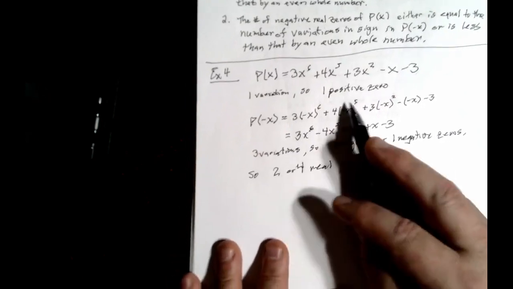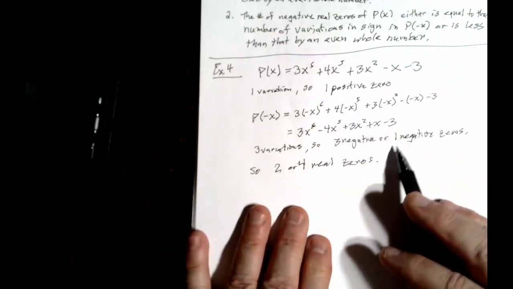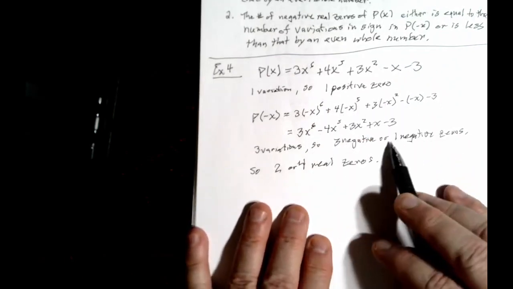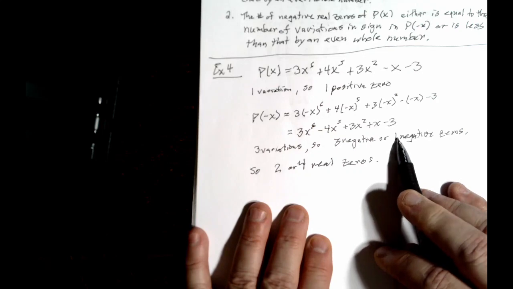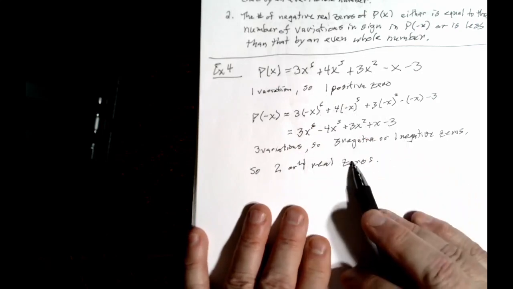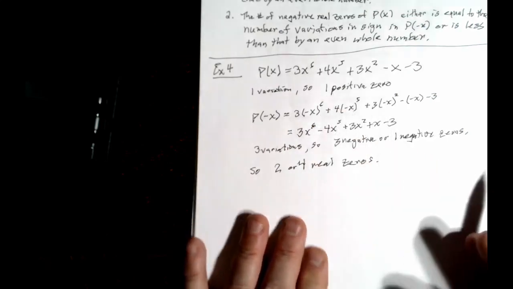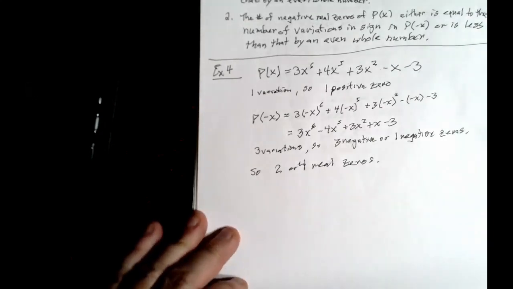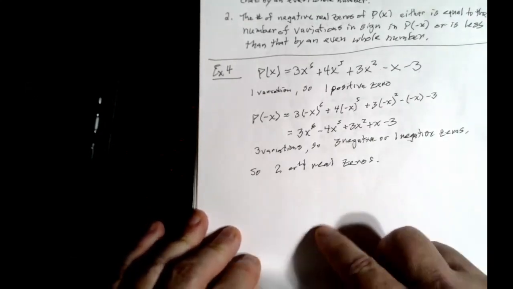Okay? So you have 1 positive and 3 negative or 1 negative. So you're going to have at least 1 negative and 1 positive, or 3 negatives and 1 positive. Okay? So you either have 2 real zeros or 4 real zeros.